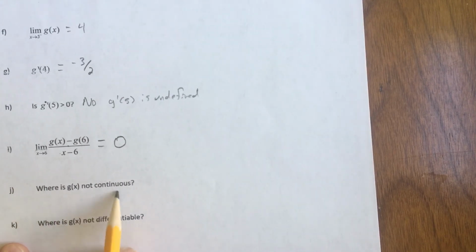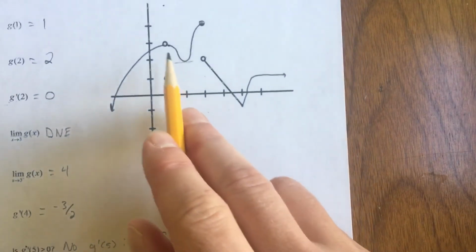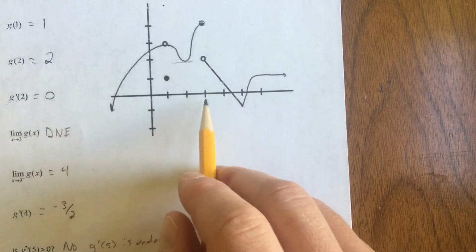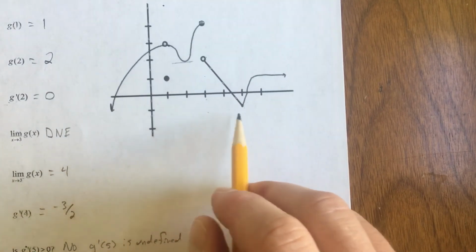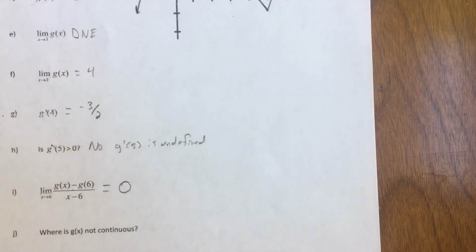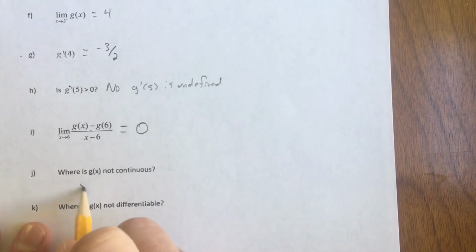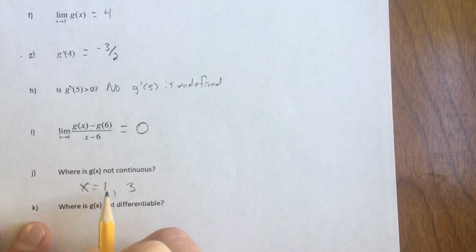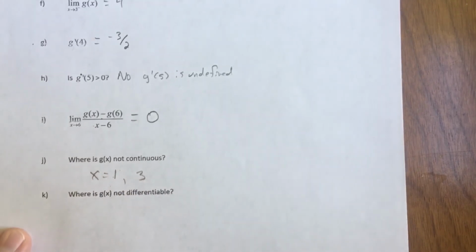Where is g not continuous? Where do we have a break in the graph, some type of disruption? So as you look, we have a hole in the graph at 1, we have a break, jump discontinuity at 3, and then that's about it. So we would say g is not continuous at x equal 1 and at 3. Again, 1 is a hole in the graph and 3 is a jump discontinuity.